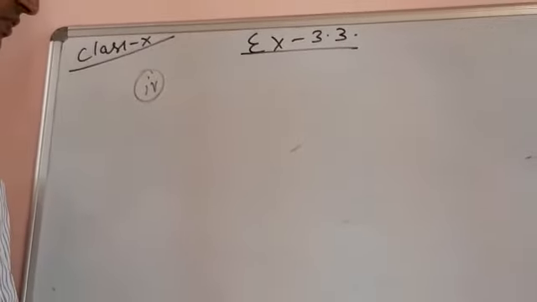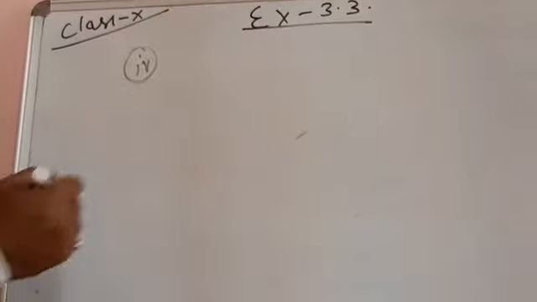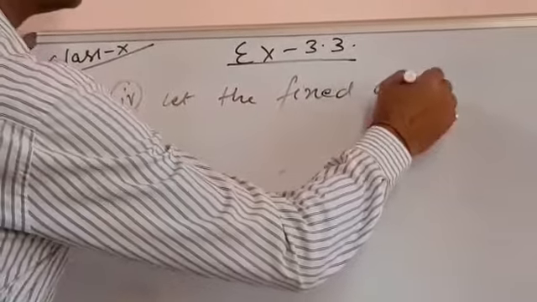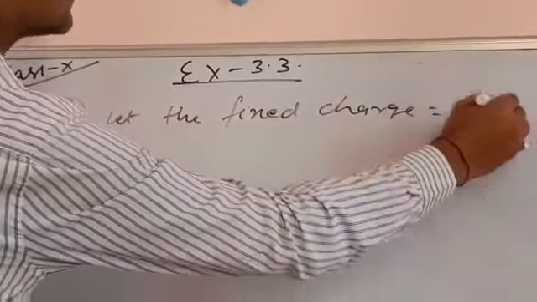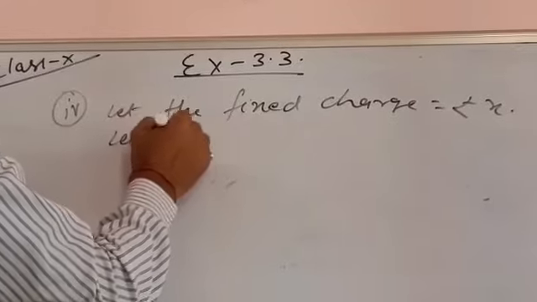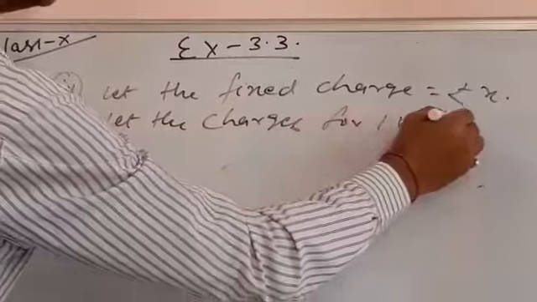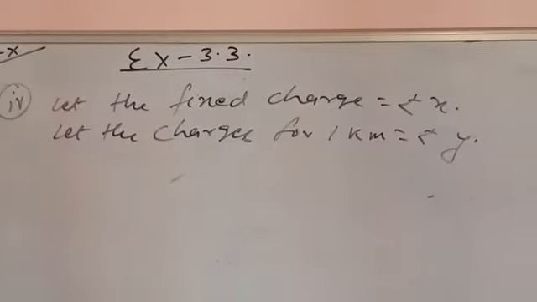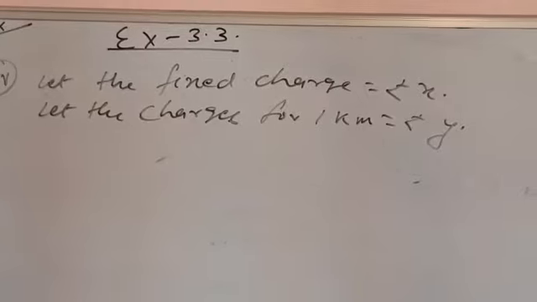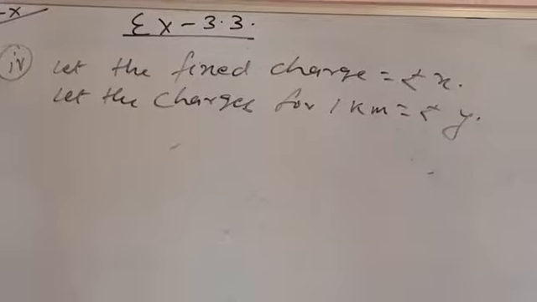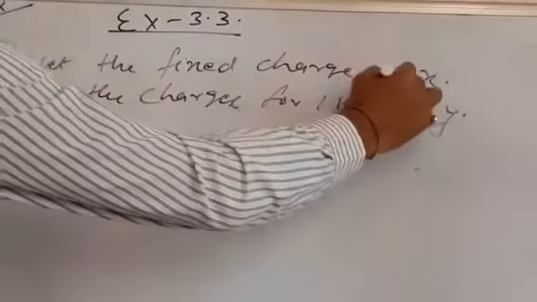The taxi charge in the city consists of a fixed charge together with the charge for the distance covered. Here two things are given. Let the fixed charge be rupees x, and let the charge for 1 kilometer be rupees y. Fixed charge x, and for 1 kilometer y. It says that for a distance of 10 kilometers the charge paid is rupees 105.